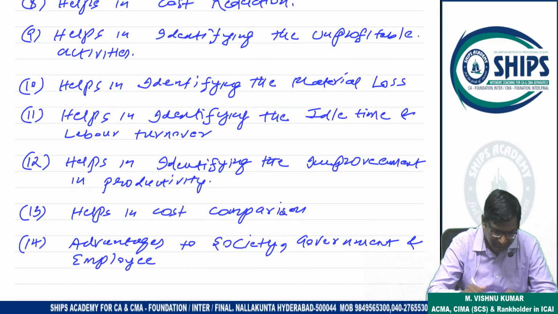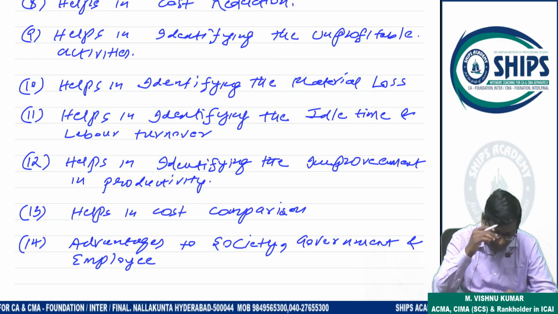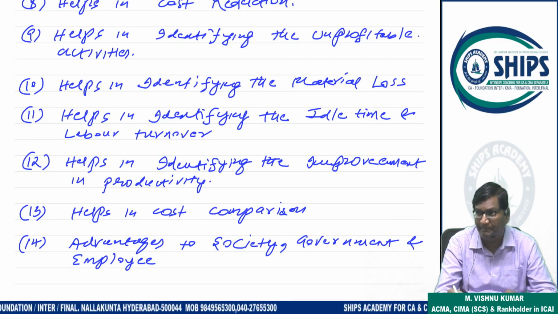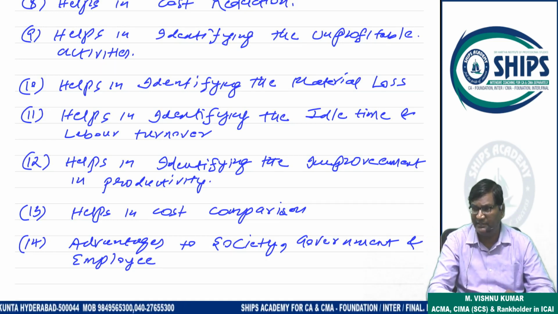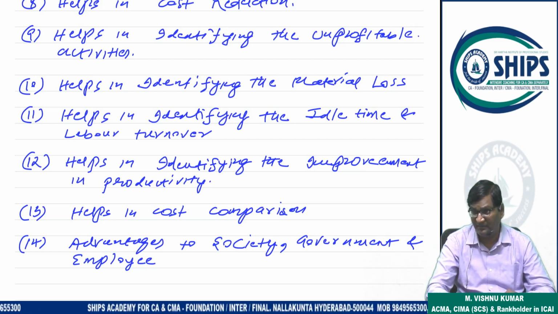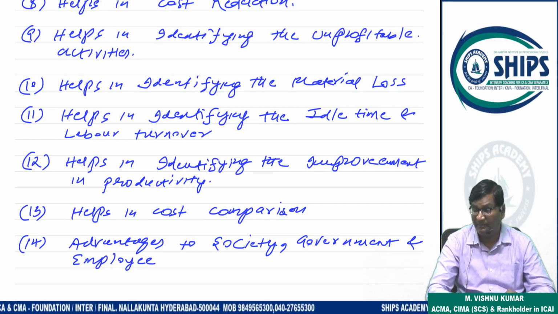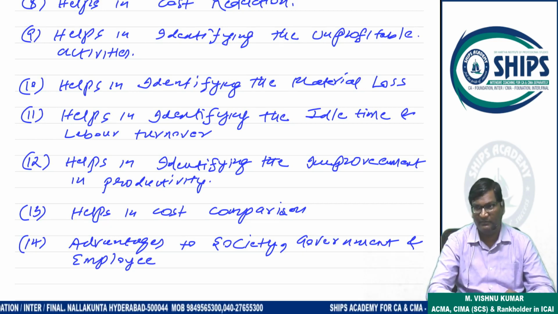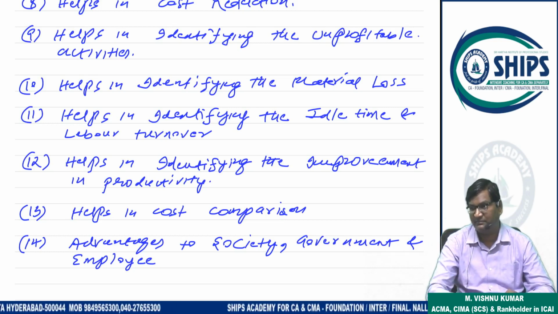Next, it also helps in identifying the improvement in productivity. Means in which product improvement is required, in which product improvement is not required. The company manufactures different types of products. In some products improvement is required, in some products not. Clear? Like Samsung and Apple regularly release models. Samsung's earlier version M33, their price range is 25,000 when they released the M33 5G model, but they released the M34 5G also, and the price is 19,000 only. Why? Because the M33 5G model was not sold very much because of a price issue.